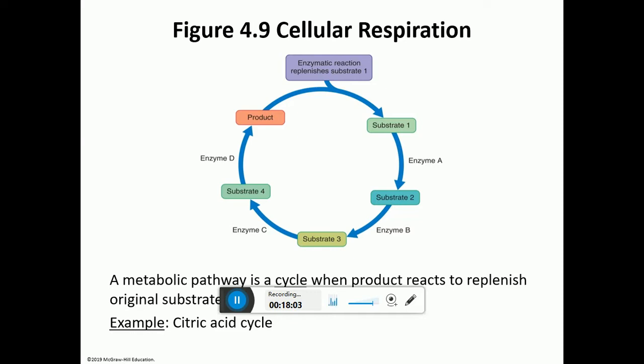Okay, so cellular respiration happens in a cycle. We talked about a metabolic pathway that was linear, in a line, but cellular respiration happens in a cycle where you start off with substrates that enter the reaction, and it goes around this cycle, and your end product is also the substrate that you need in order to start the whole process all over again. The best example of this cyclic kind of reaction is your citric acid cycle.